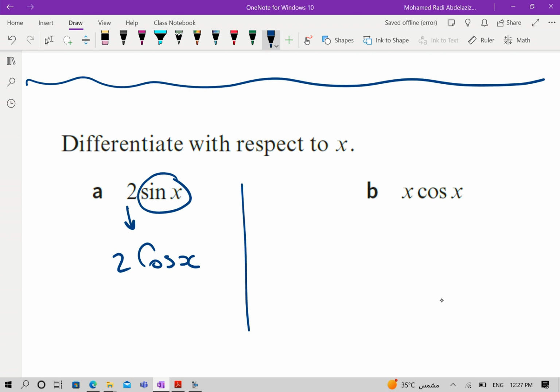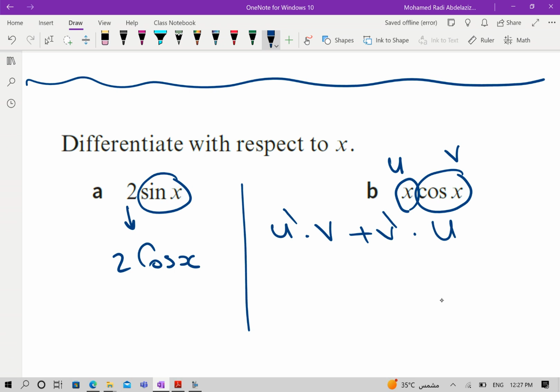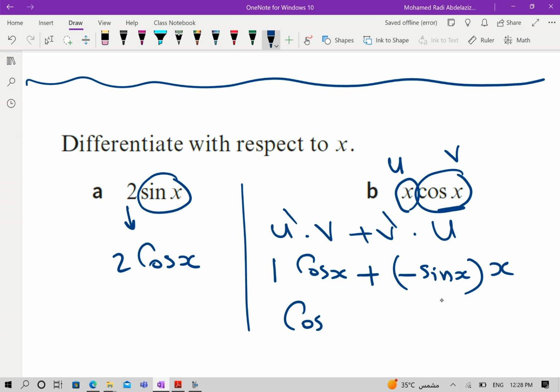Part B. x cosine x, product of two functions, u and v. If you use this function as u and this as v, u dash times v plus v dash times u. Differentiation of first is 1 multiplied by second, plus differentiation of second. Differentiation of cosine is negative sine. Negative sine multiplied by what? So the final answer is cosine x minus x sine x.